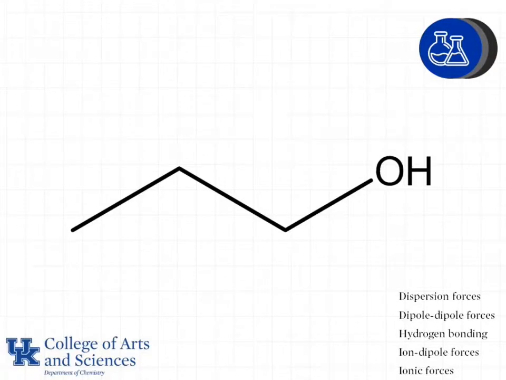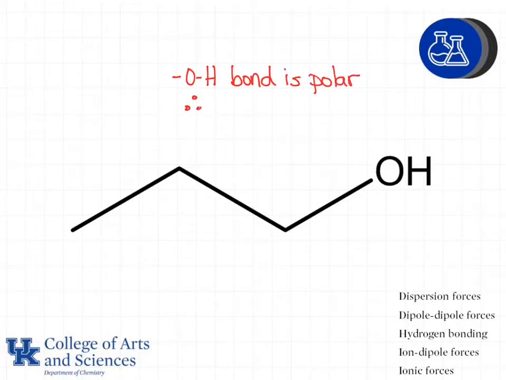This molecule is known as propanol. It's an alcohol. The presence of the OH and the CO bonds will result in some polarity for this molecule. So we will see dispersion forces, dipole-dipole forces. When we look at our definition of hydrogen bonding, we need a hydrogen attached to a fluorine, oxygen, or nitrogen, and we see that we meet that definition, so we will also have hydrogen bonding, and no ion dipole or ionic forces.